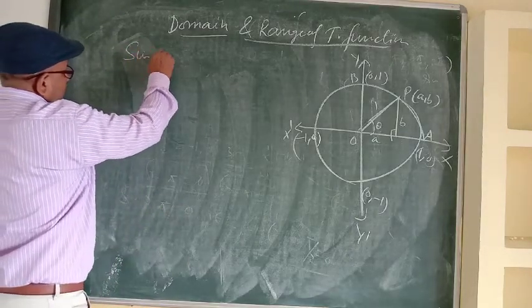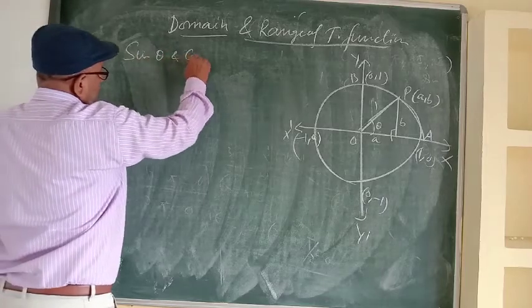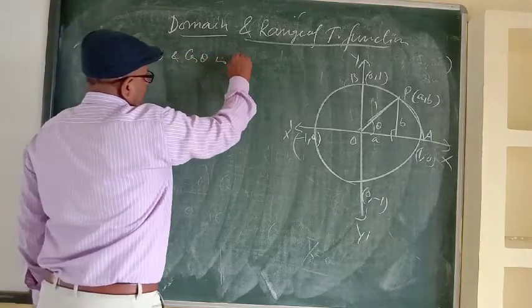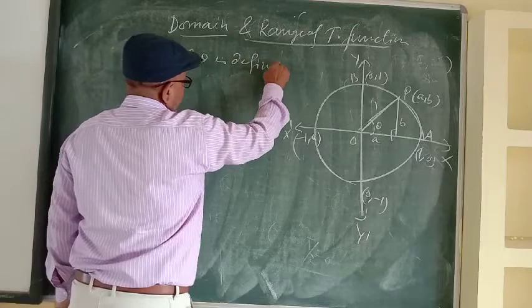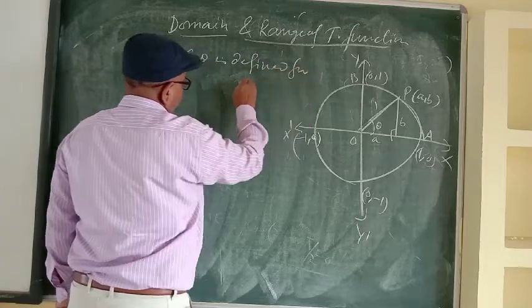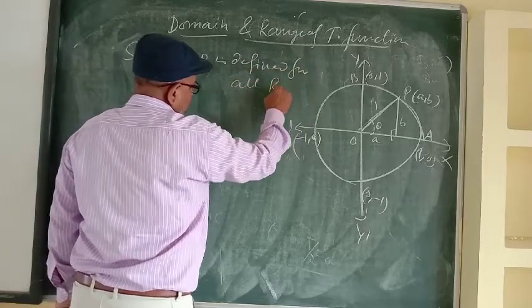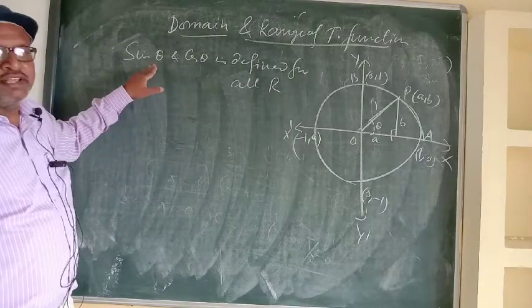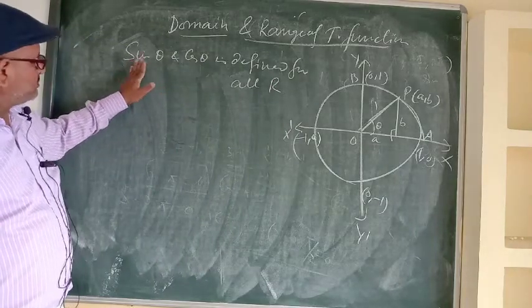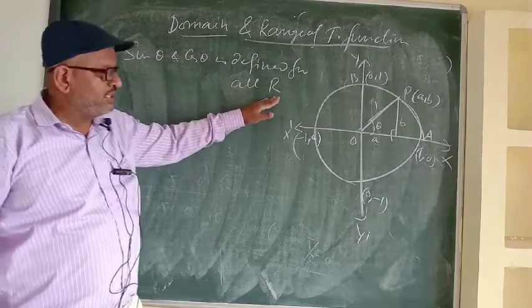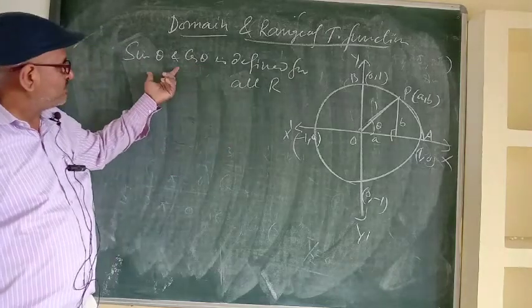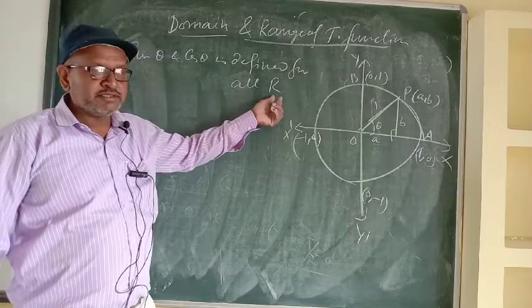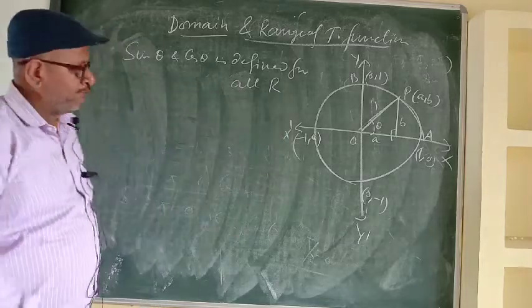Sin theta and cos theta are defined for all the real numbers. Theta may be any real number. So the value of sin and cos is defined for all the real numbers. So the domain of sin theta and cos theta is the whole set of real numbers.